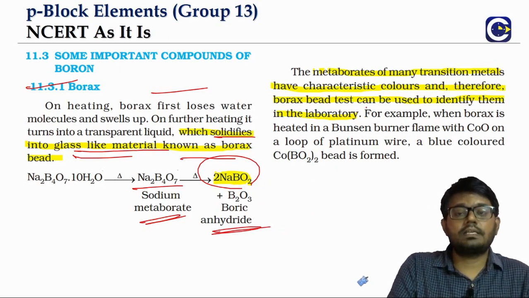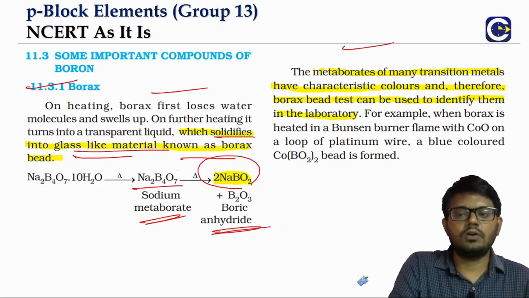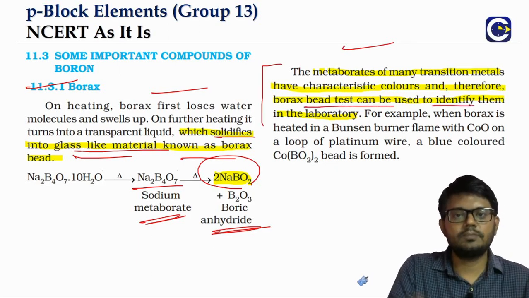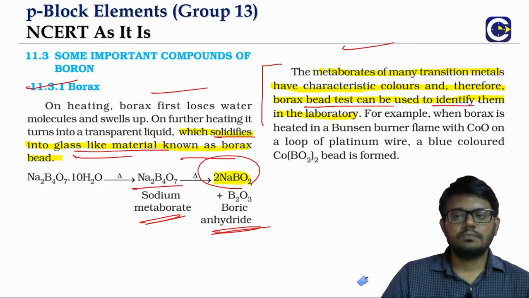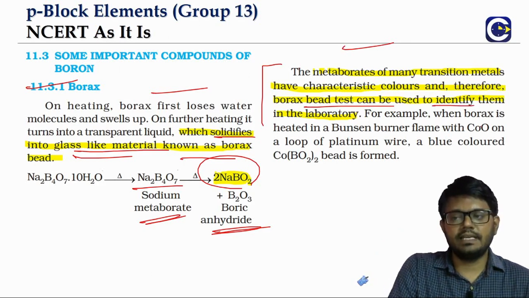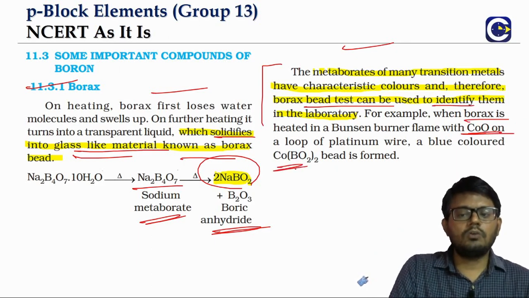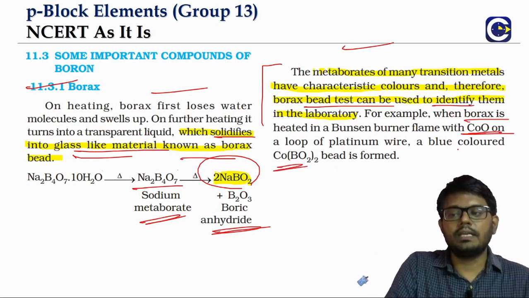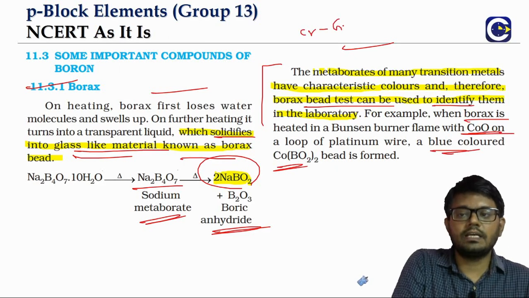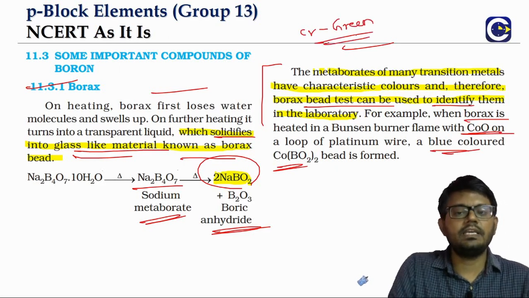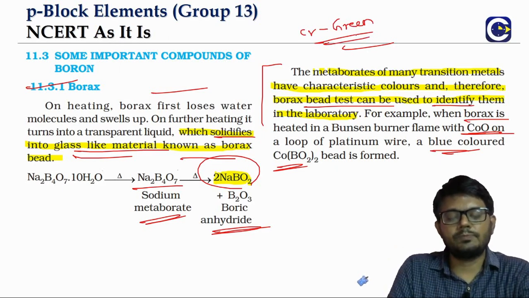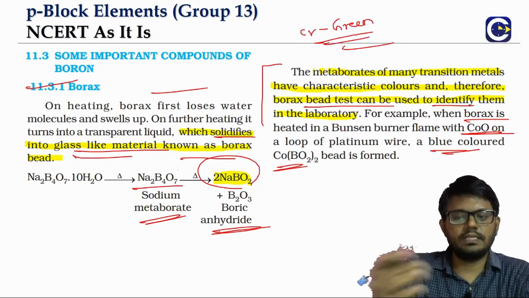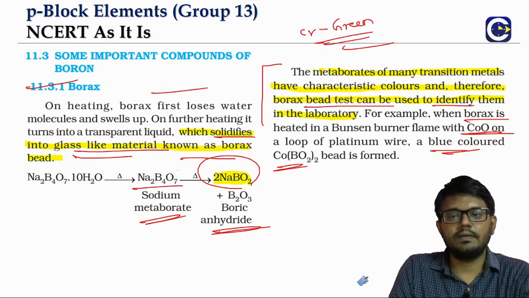Now these metaborates are used in what we famously call the borax bead test. The borax bead test is used to identify the metal that is forming. Typically the transition metals have a characteristic color. Like cobalt, the metaborate will be blue in color. Chromium will be green. So we can identify the transition metal by looking at the color formed by the respective metaborate, and that is what we call the borax bead test.